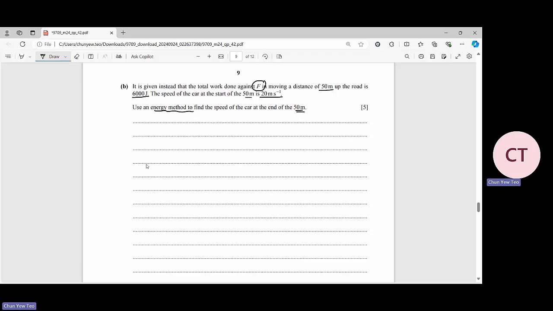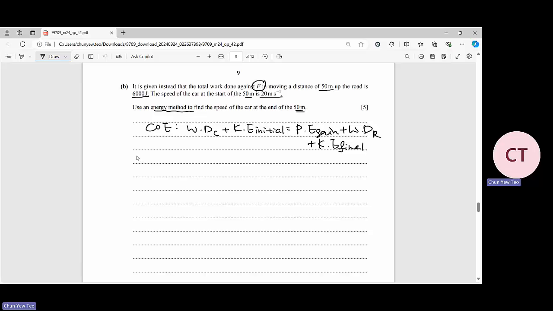So over here they mentioned using energy. We need to consider energy. So by conservation of energy, we have the work done by the car plus the kinetic energy at the very beginning is equal to the PE gain plus the work done by the resistance plus the kinetic energy for the final part. So this is the relationship that we can have.